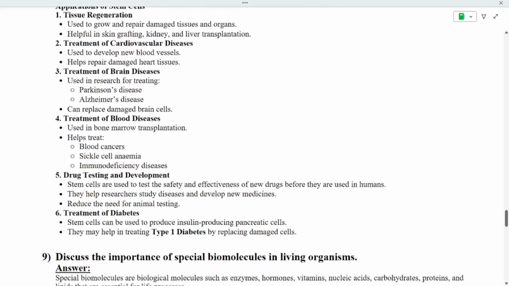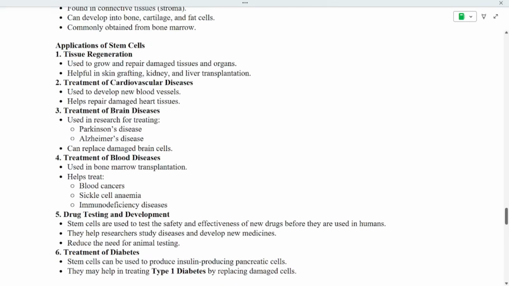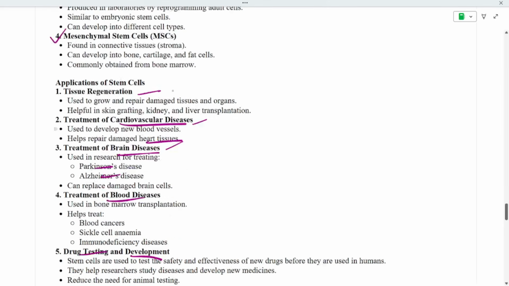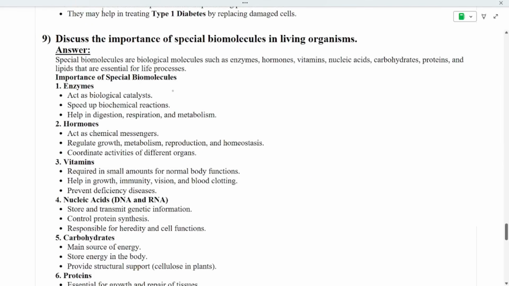What is the application? This is also again they have asked. That is for tissue generation they use, and for cardiovascular related to heart disease and heart tissues and all. Brain disease also, such as Parkinson, Alzheimer and all. And it is also treatment for blood disease also they use, and drug testing and development of the drugs, and diabetes prediction or treating the diabetes also it helps.